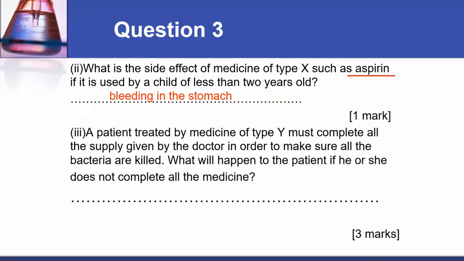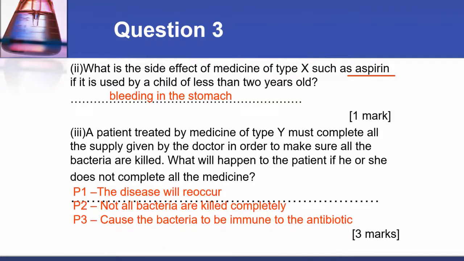What will happen to the patient, okay, if he or she does not complete all the medicine? So the answer will be the disease will reoccur because not all the bacteria are killed completely. This is because the bacteria will become immune to the antibiotic given.